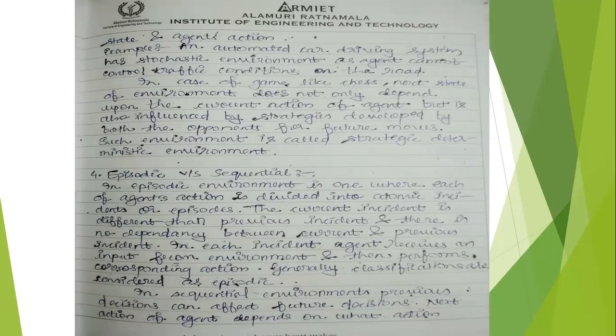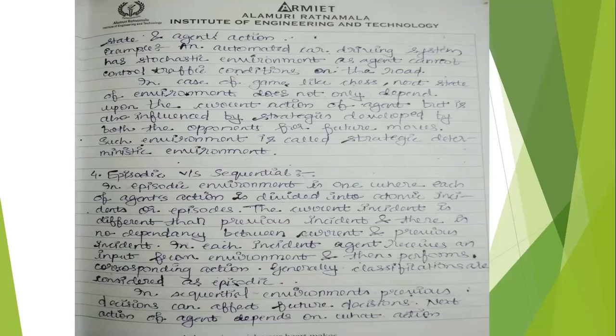Okay. So, episodic versus sequential. An episodic environment is one where each agent's action is divided into atomic incidents or episodes. There is an action, and that action is divided into incidents, and those incidents are called episodes. For example, if a story is very long and has to be converted into a movie, but it is not possible, we have a web series: episode 1, episode 2, episode 3. Similarly, an action can also be divided into various incidents, and each incident is called an episode.